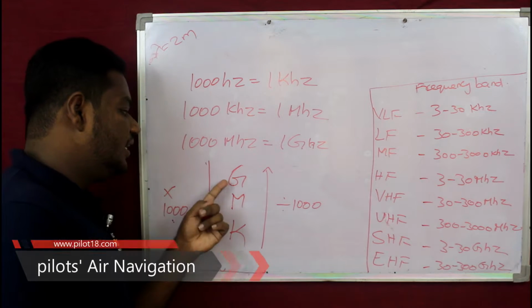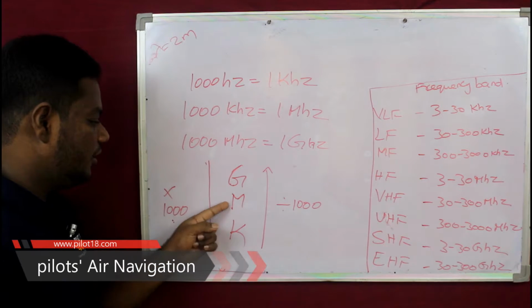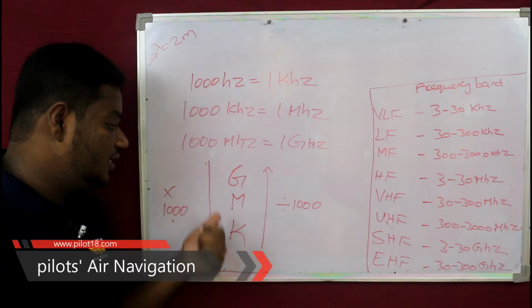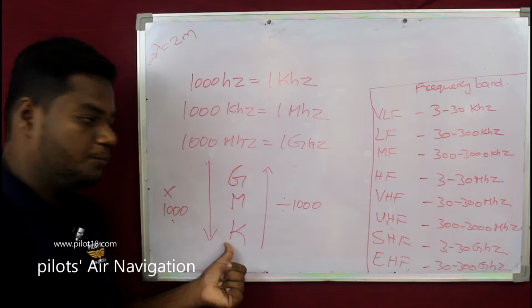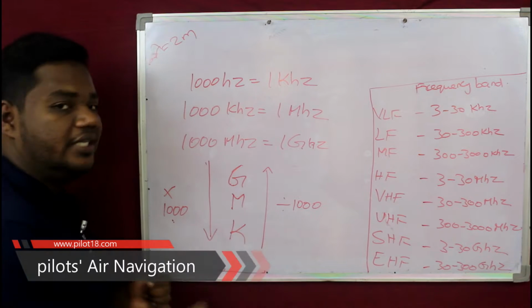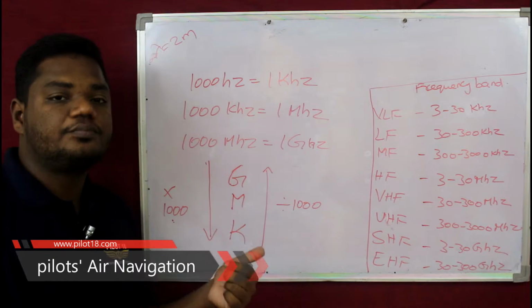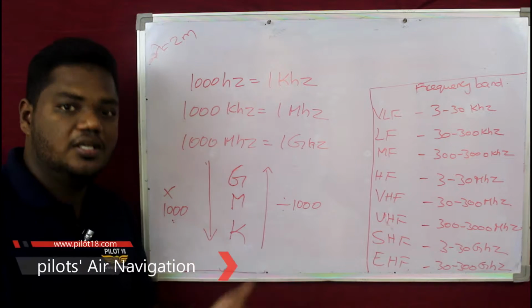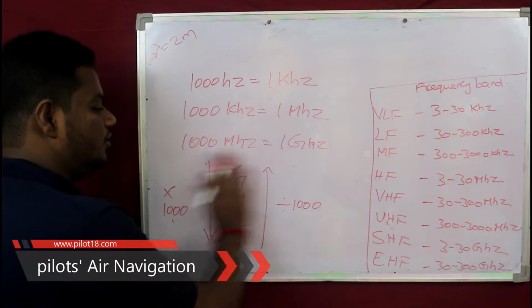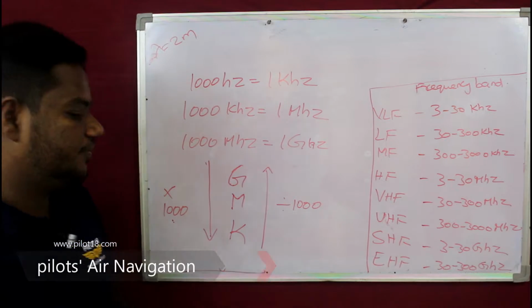If you want to convert gigahertz to kilohertz, first go from giga to mega, multiplying by 1000, then whatever answer you get, multiply again by 1000 and you will get kilohertz. If you have kilohertz and want to convert into gigahertz, first convert kilo into mega by dividing by 1000, then divide by another 1000 and you will get giga. Like this you can easily convert from one unit to another.